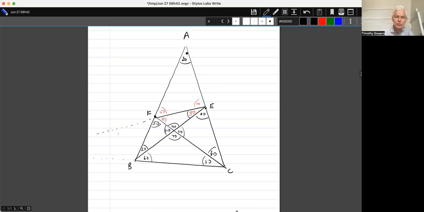We do have an isosceles triangle here. We've got a 20-degree angle here and a 20-degree angle here, so that length is equal to that length. Does that really help? If that length equals that length, why would that be a useful piece of information?